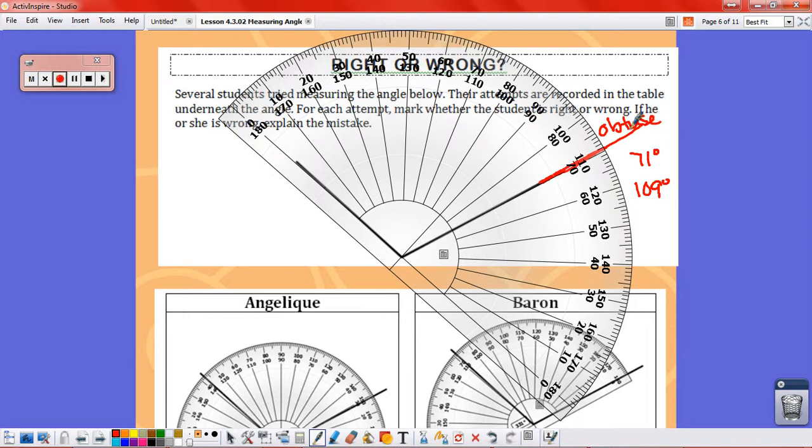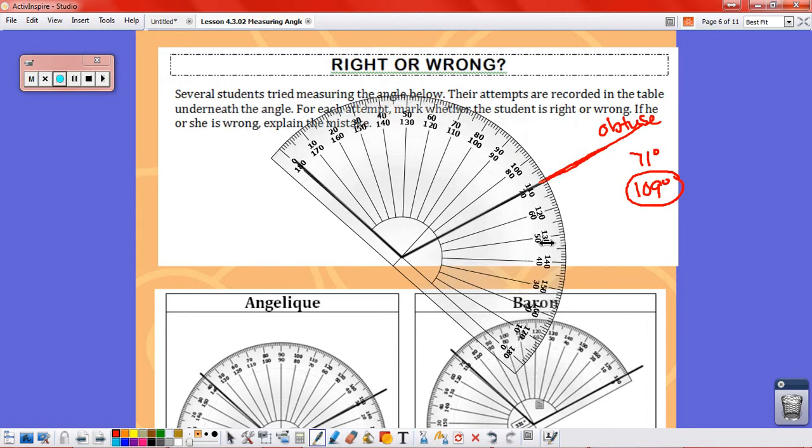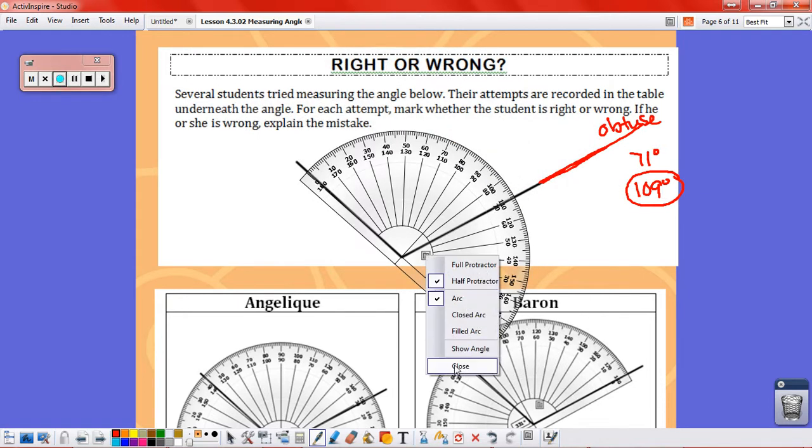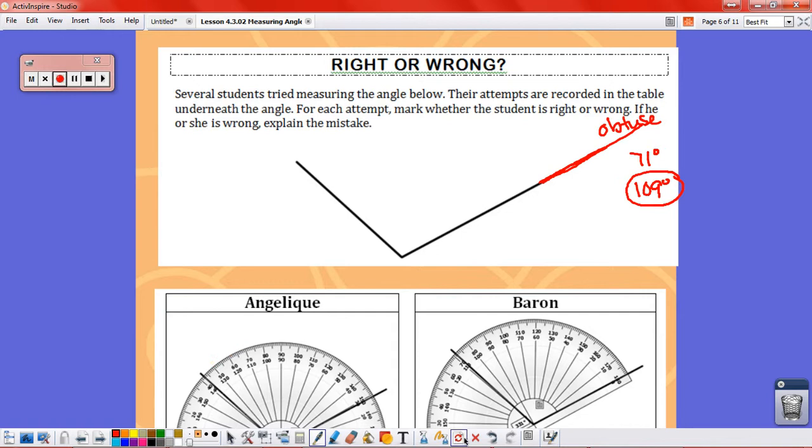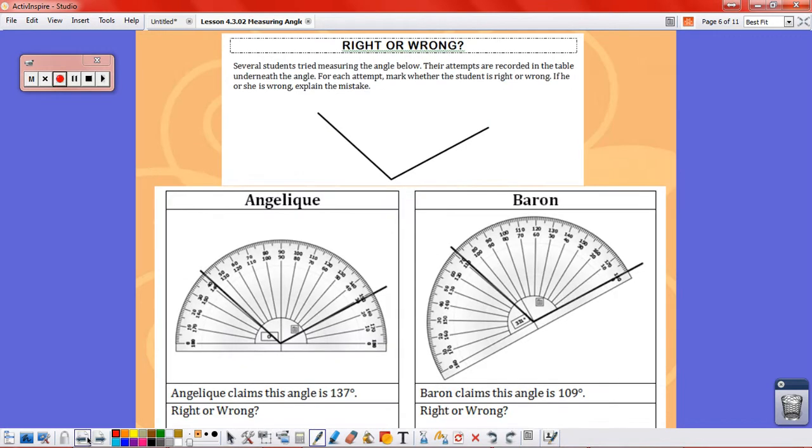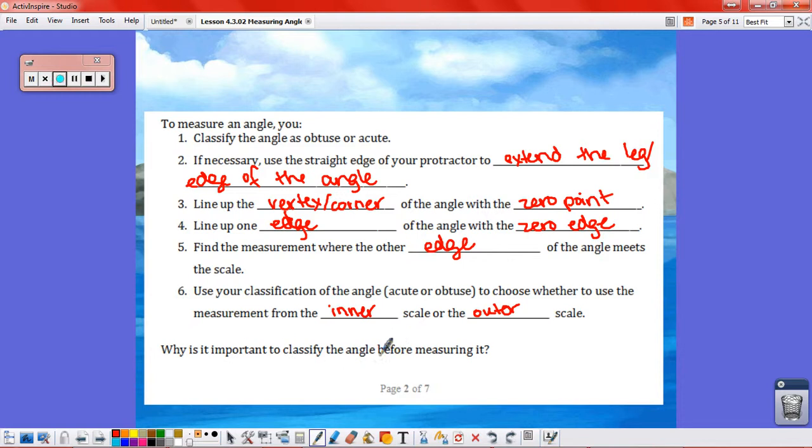This is an obtuse angle. An obtuse angle is between 90 degrees and 180 degrees. This is the only measurement that's between 90 degrees and 180 degrees. So this has to be about a 109 degree angle. So to go back to our other page, go ahead and reset this because we're going to be using it again. It's important to classify the angle before we measure it to determine which scale or measurement to use.